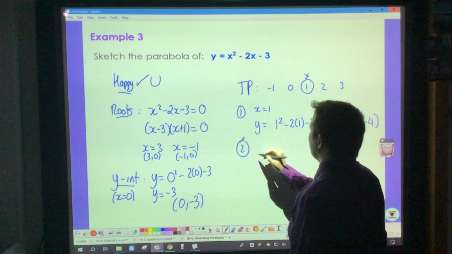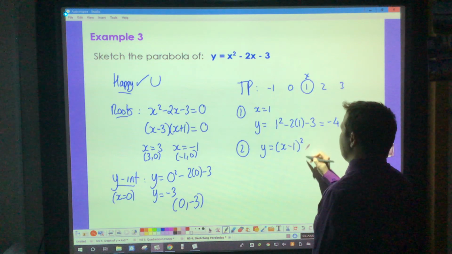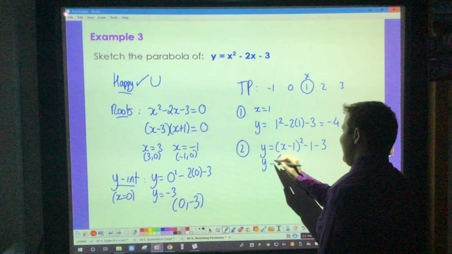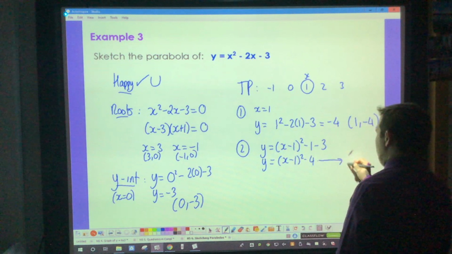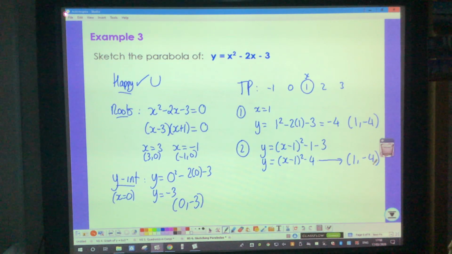What you could do is alternatively, so that's method 1. Method 2, you can complete the square. So you would do y equals (x minus 1) squared minus 1 minus 3, which is (x minus 1) squared minus 4, which gives you a turning point of (1, -4) as well. It is totally up to you which one you prefer.